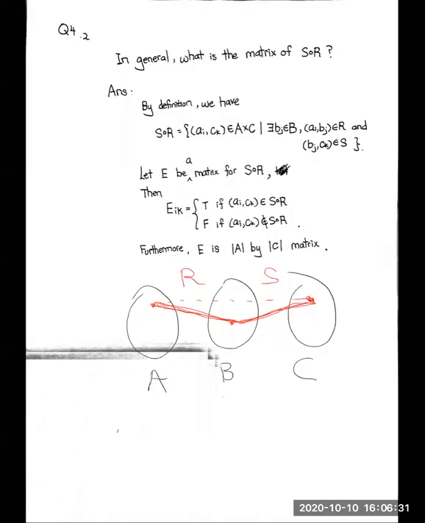Okay, then if we write it in terms of a matrix, let E be the matrix for S compose R. Then we know that E_IK is true if (A_I, C_K) is in S compose R, else it is false if (A_I, C_K) is not in S compose R, right? Furthermore, we can see that E is a cardinality of A by cardinality of C matrix.